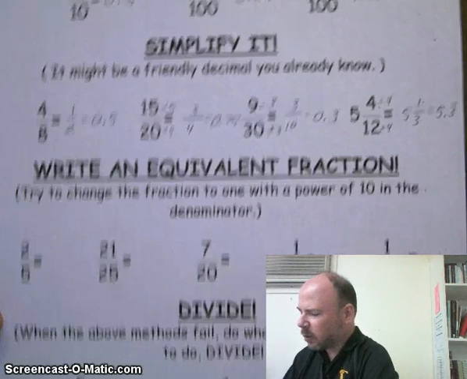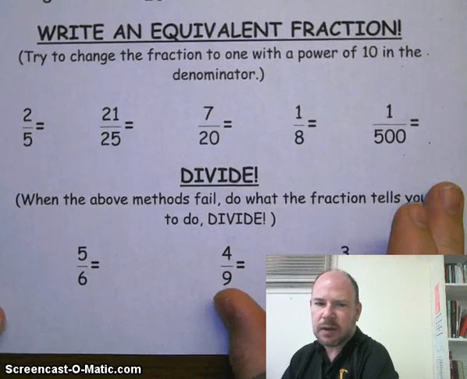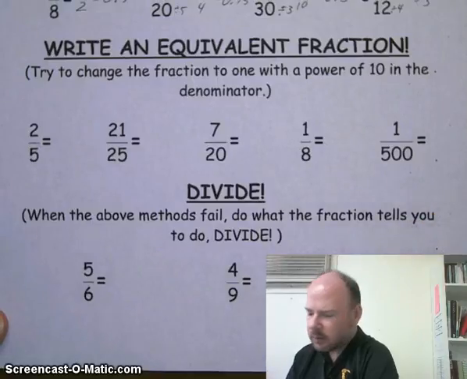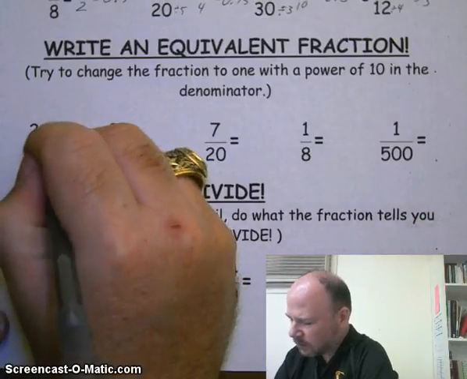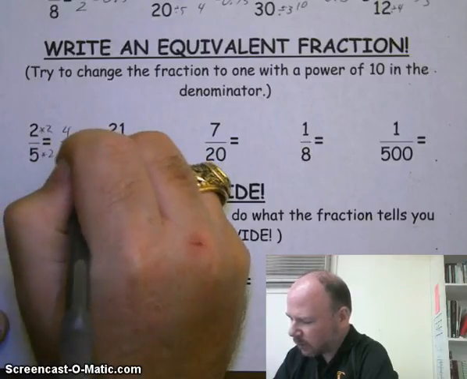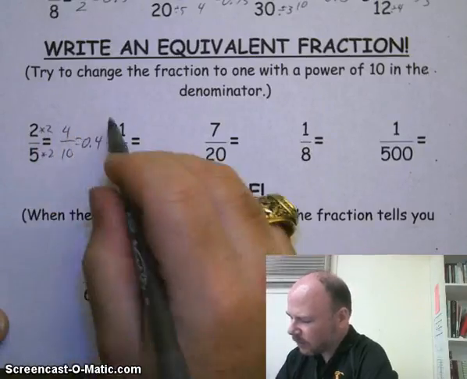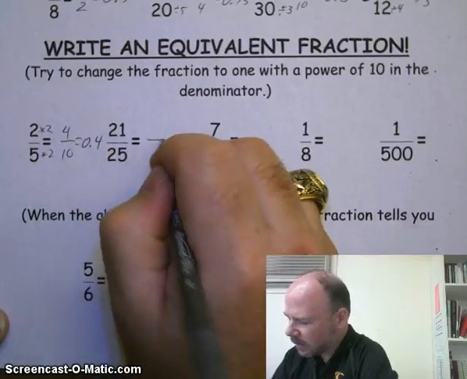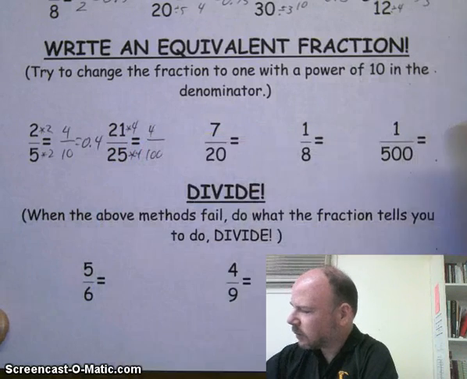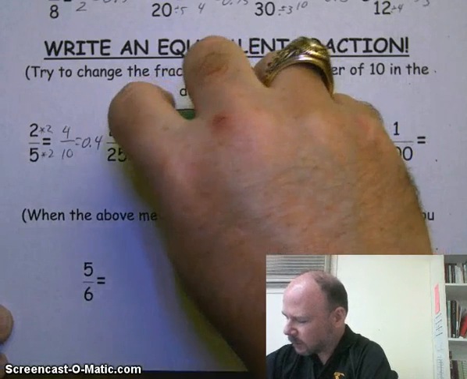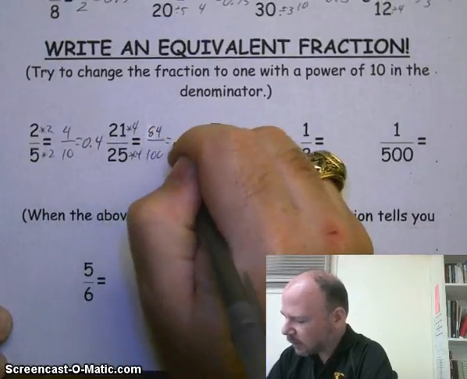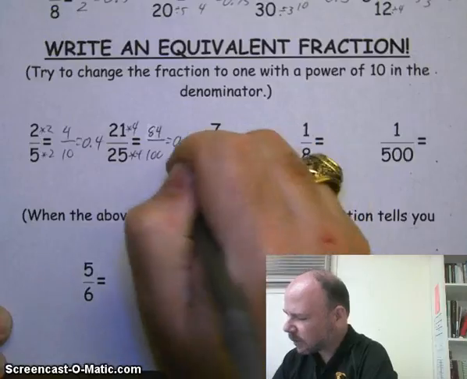Third one, come up with an equivalent fraction that might be easier that we can name, if it has a power of 10 in the denominator. So 2/5, if I want tenths, multiply times 2, so that's 4/10, or the decimal 0.4. 21/25, I can multiply times 4 to make 100. 21 times 4 is 84. So it's 84/100, which is 84/100 the decimal.